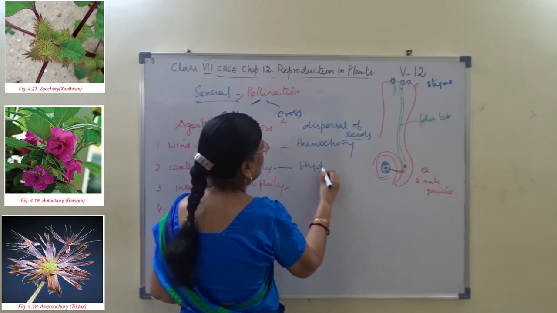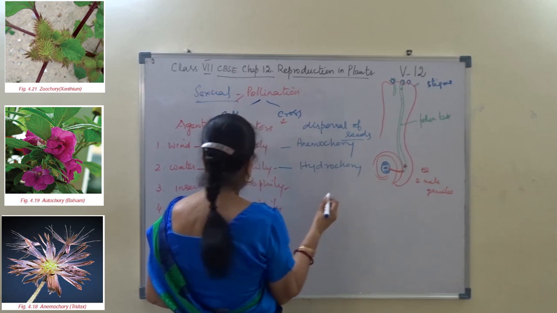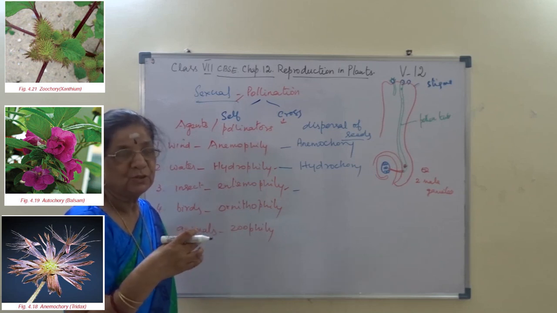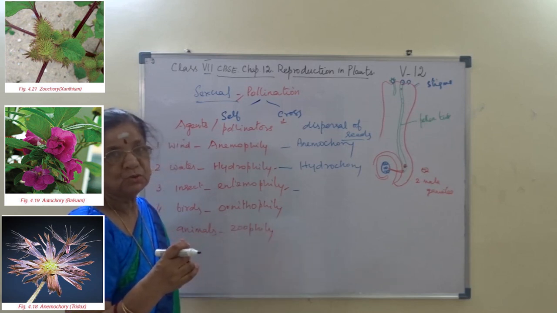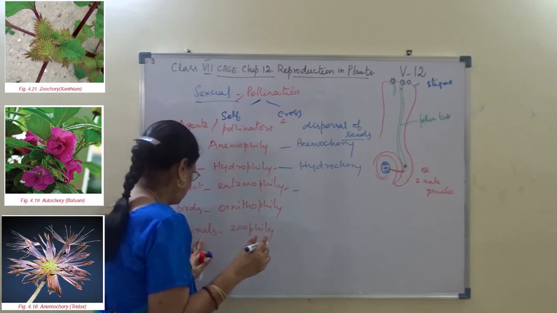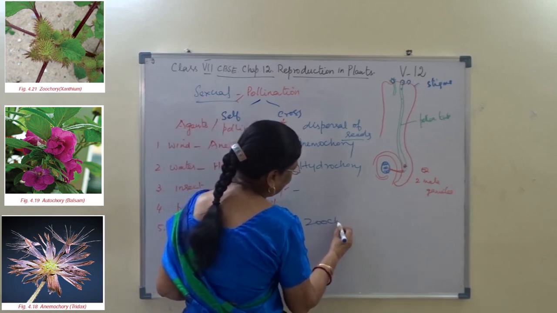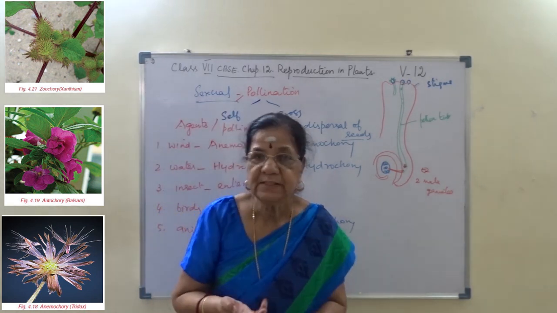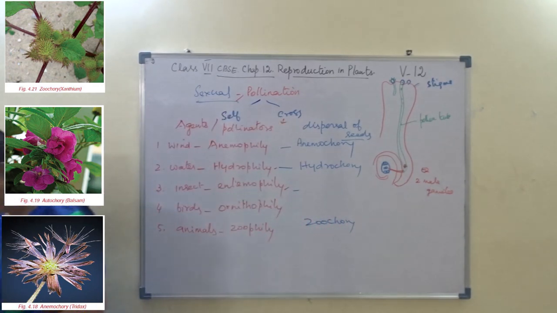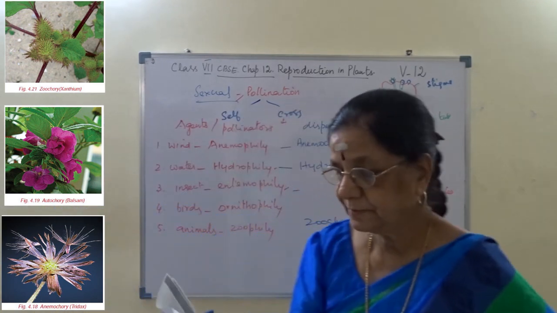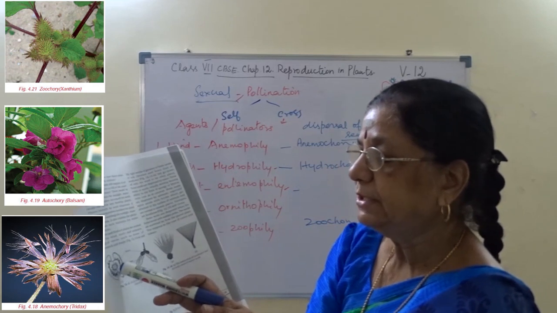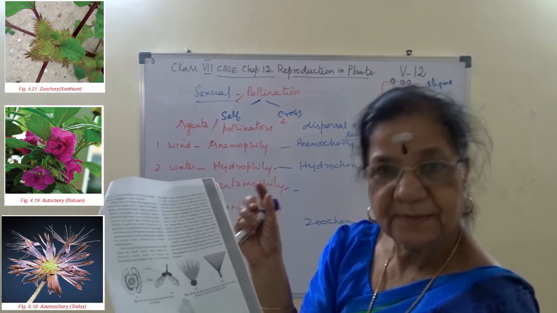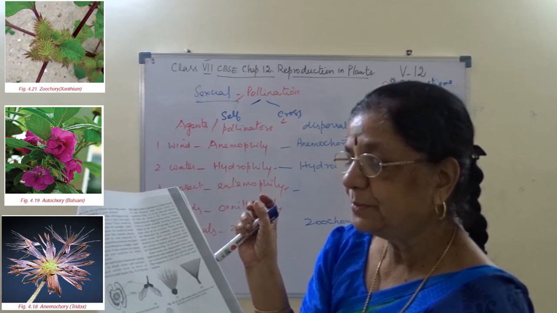When it is dispersed through water, it is hydrochory, and through insects, it is entomochory. Through birds also, and through animals it is zoochory. So please understand, chory refers to dispersal of fruits and seeds. For example, you see here in our textbook, this is a moringa seed, a drumstick seed, where the seed is in the middle and there are wings. So it is a winged seed that is dispersed by wind.